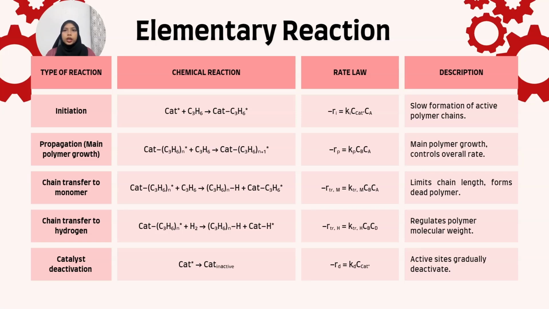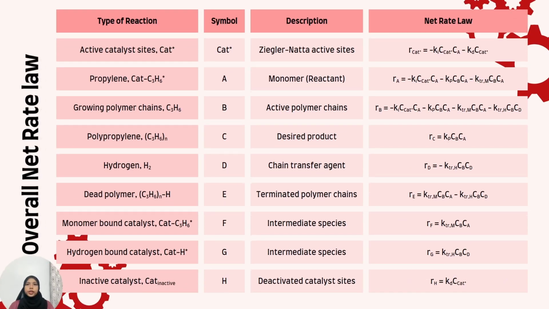Because these steps are assumed to be elementary, the rate law for each reaction is written using the law of mass action, where the rate depends directly on the concentration of the reactant. From all reaction rate laws that we have obtained, we can write the net rate law for each species.